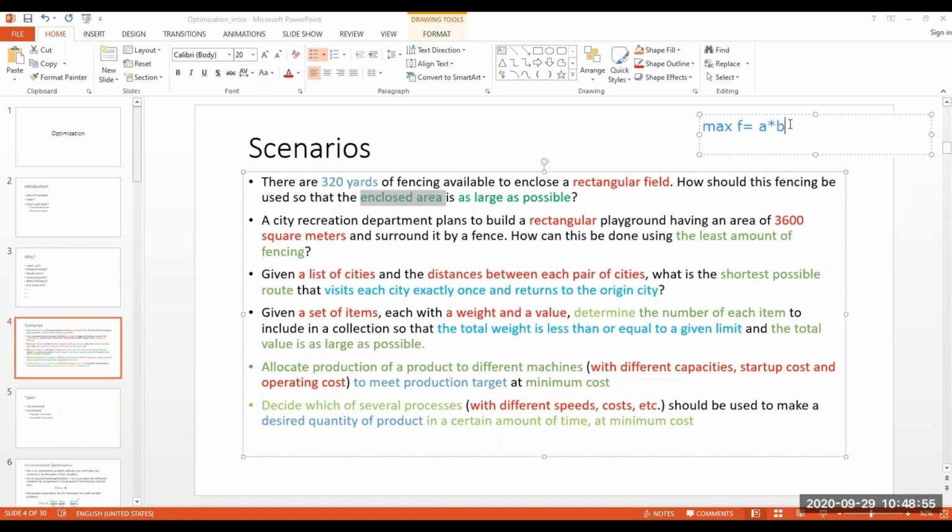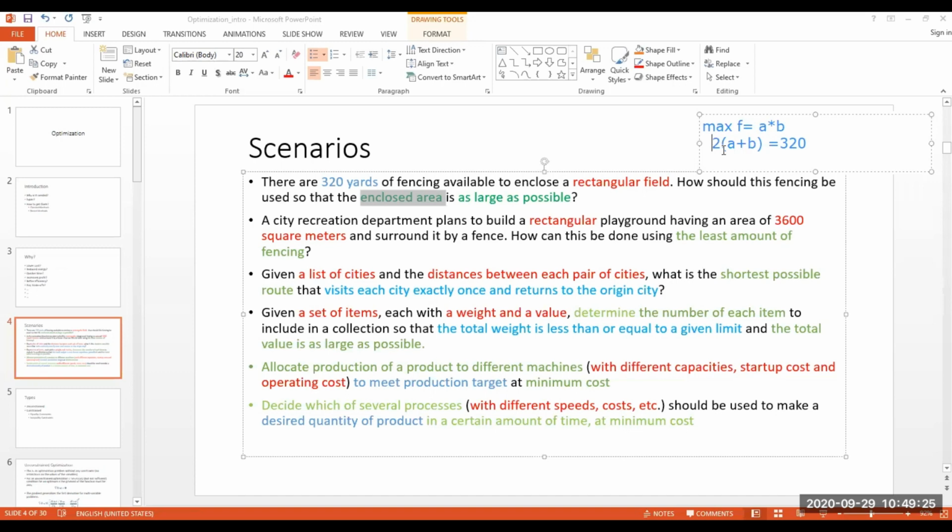Now, what is the constraint? Anyone? What would be the formula? 2 into A plus B. So this is your formulation, 2 into A plus B. So this is your constraint. The periphery. Should it not be less than or equal to 320?